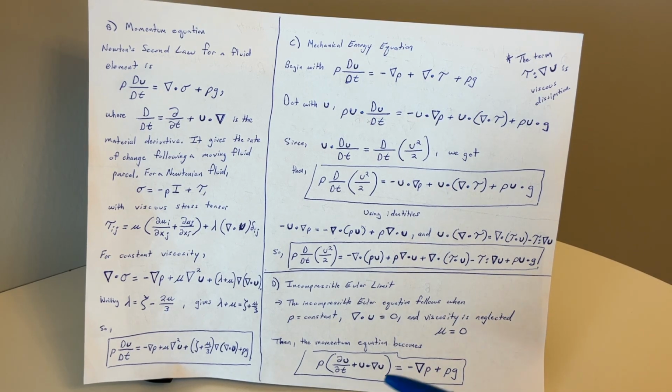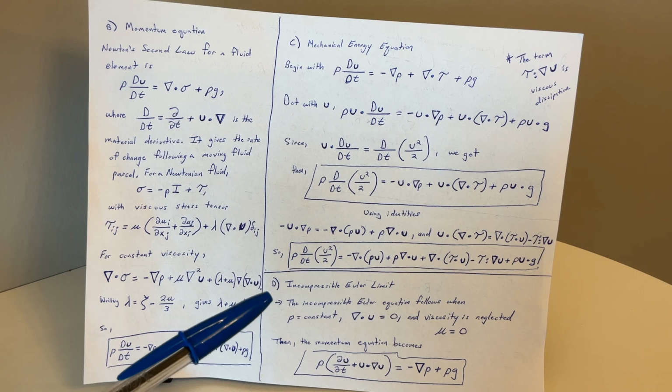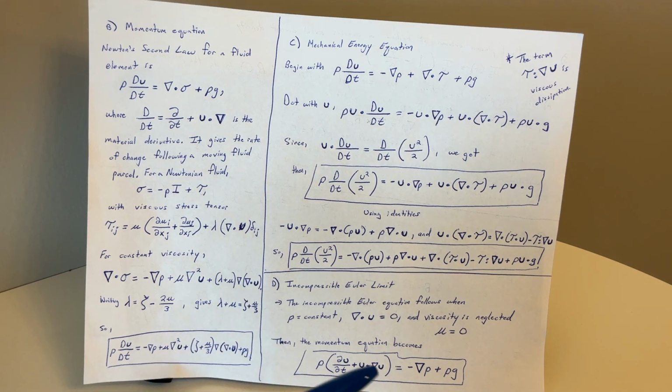It's going to be scaled down significantly. Rho times du dt plus u dot del u equals negative this term, plus rho g. Pardon me, I'm having a little bit of technical problems with the video, but for part D, we just wind up with this for the momentum equation.